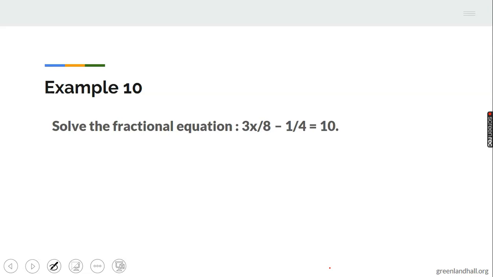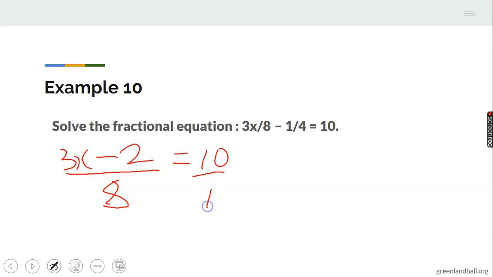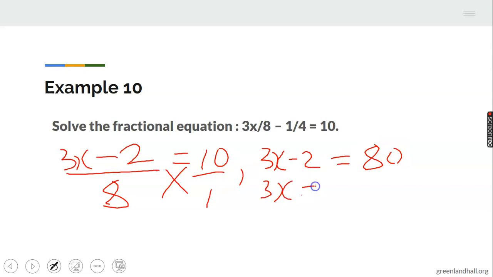Now what is the LCM of 8 and 4? The LCM of 8 and 4 is 8. So 8 in 8 is 3x. Then in 4, that will be 2, equals 10 over 1. Cross multiply. That will give you 3x minus 2 equals 80. Right? Then collect the like terms. That will be 3x equals 82.